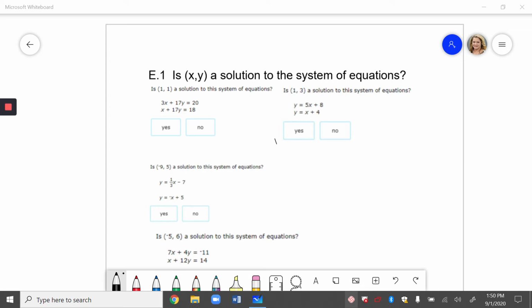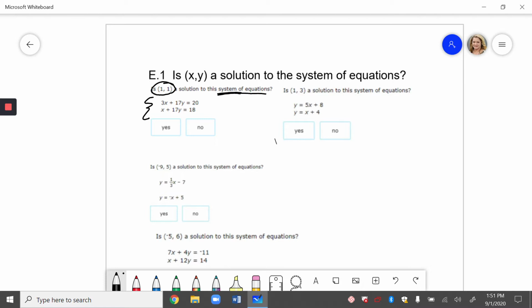Okay, new unit. E1 is XY solution to the system of equations. Is 1 a solution to the system of equations? What a system is, whenever you have at least two equations where you have like X or Y, maybe X, Y, and Z in them and stuff. So a system is just two equations.